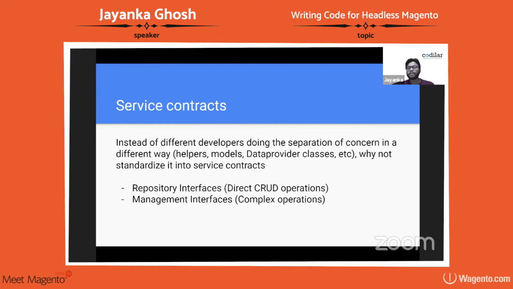Those kinds of things, instead of putting them in a repository, which is more like raw data, you put in your management interfaces. And in your management interface, usually you call the repositories. This flow ensures that you have very reusable code, which you can use in all of your scopes: backend, frontend, GraphQL, and REST APIs as well. So try to go with service contracts. For every module you make, try to make a service contract for it.